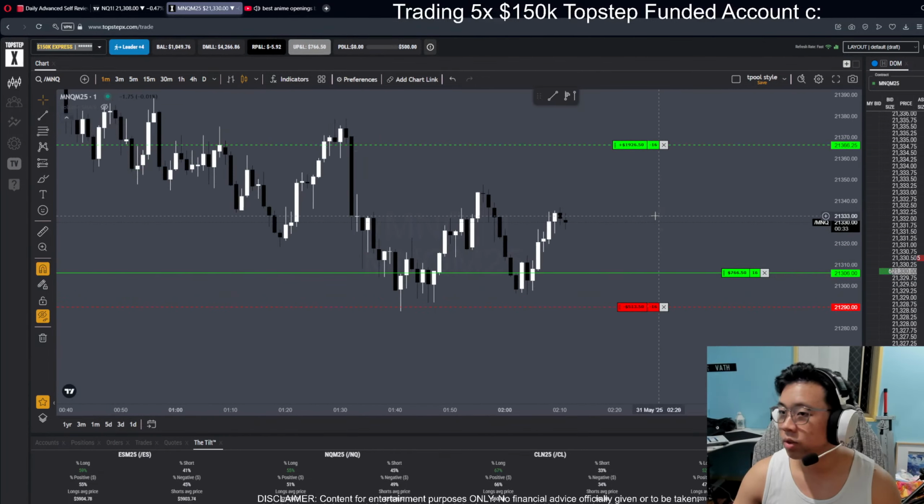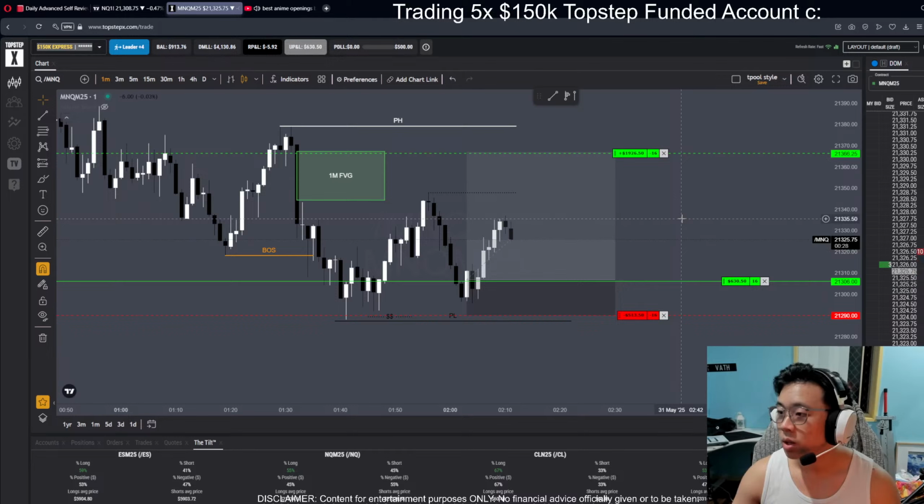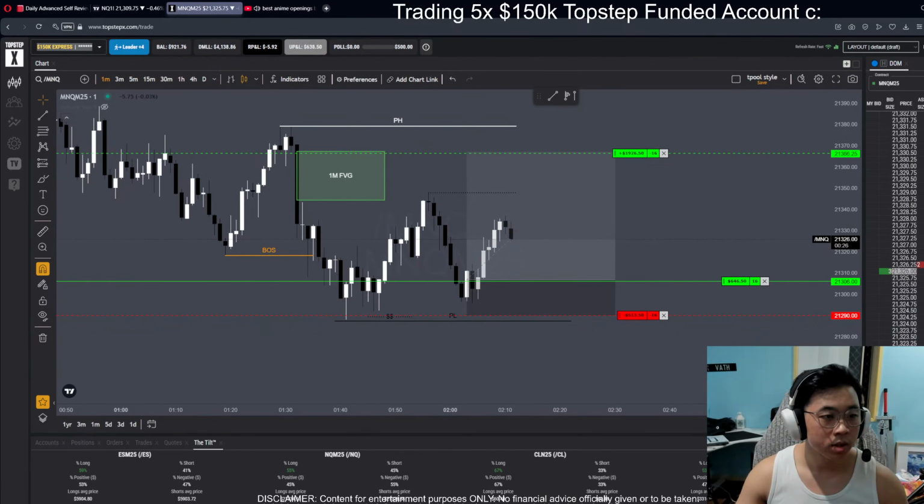We haven't hit that area yet where I want to sort of move to break even, so I'm sticking to it. I'll keep it as is. Look, I'm still fine with this trade, realistically speaking.